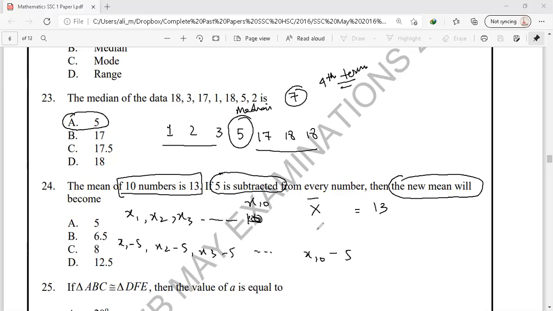According to the properties of the average or arithmetic mean, if the same number is added or subtracted to each value of the data, then that number should also be added or subtracted in the previous mean. So our previous mean was 13, and we have subtracted 5 from each value. So our mean would also be subtracted by 5. So 13 minus 5 would become 8. So the correct option we will have is option C.